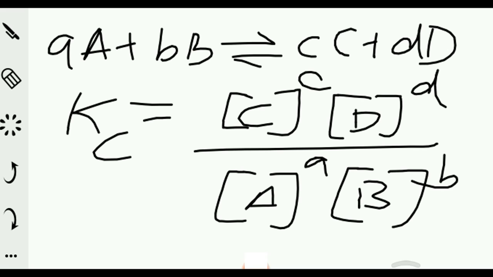So what's the statement? The law of chemical equilibrium states that at constant temperature, the product of the concentrations of products raised to the power of their coefficients in the balanced equation, divided by the product of the concentrations of reactants raised to the power of their coefficients in the balanced chemical equation, is always a constant, that is Kc.